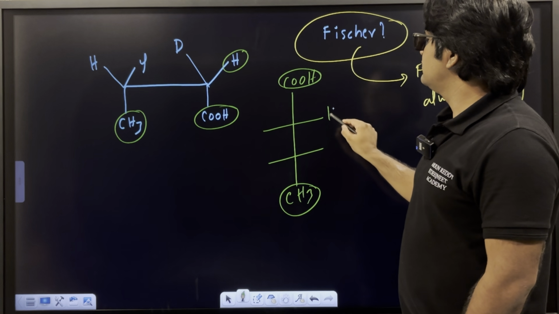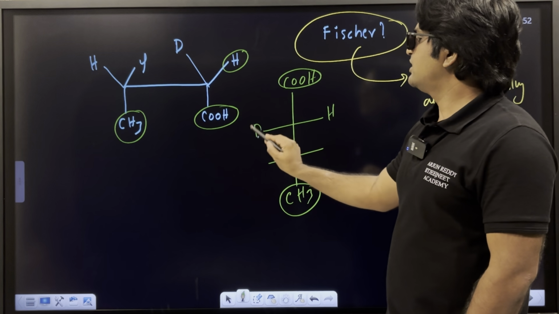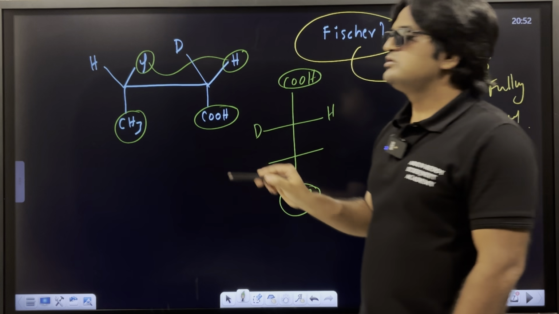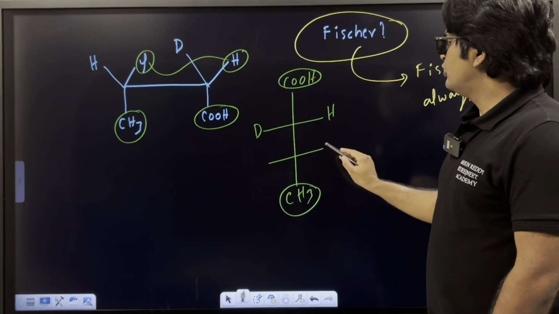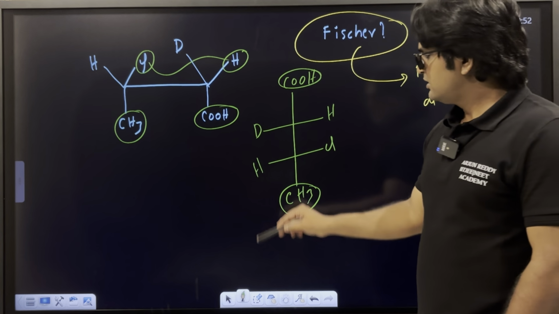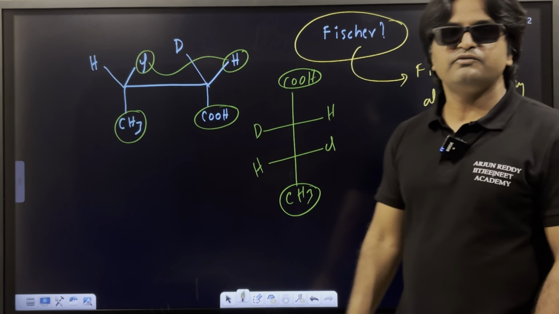Here also, same thing, you write hydrogen on the right side. And what about deuterium? Left side. What is the bond angle between chlorine and hydrogen? 0 degrees. Both are eclipsing together, chlorine and hydrogen. That is the way of converting Sawhorse to Fischer.